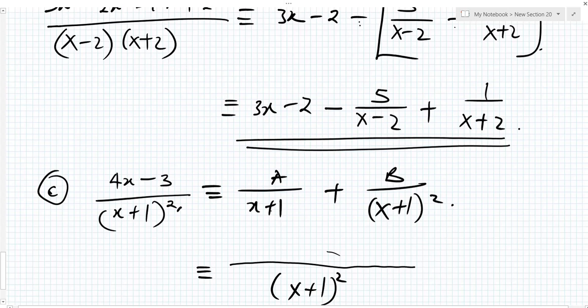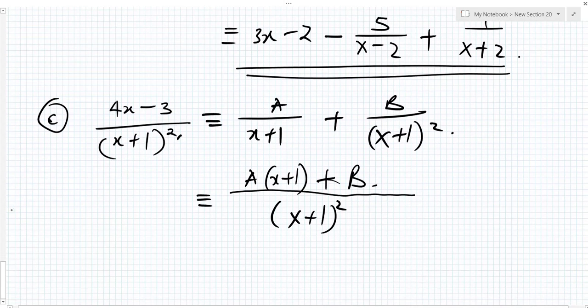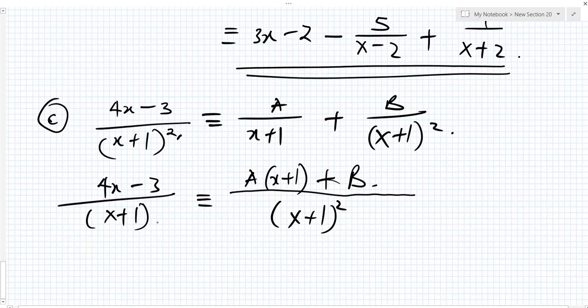Now if you use x plus 1 to divide this lowest common denominator, you have x plus 1. So a times x plus 1, you have a times x plus 1. B, when you use this x plus 1 squared to divide this x plus 1 squared, you have 1. 1 times b gives you b. So this is what we get. So we have 4x minus 3 all over x plus 1 all squared.